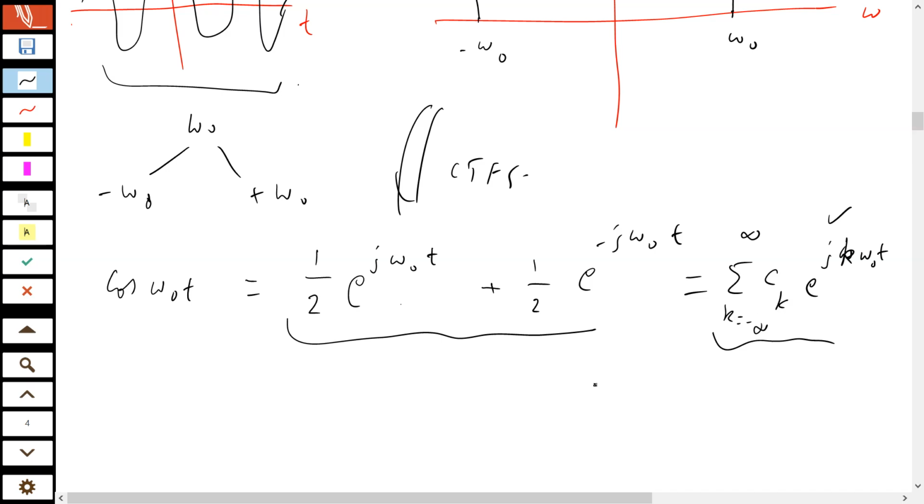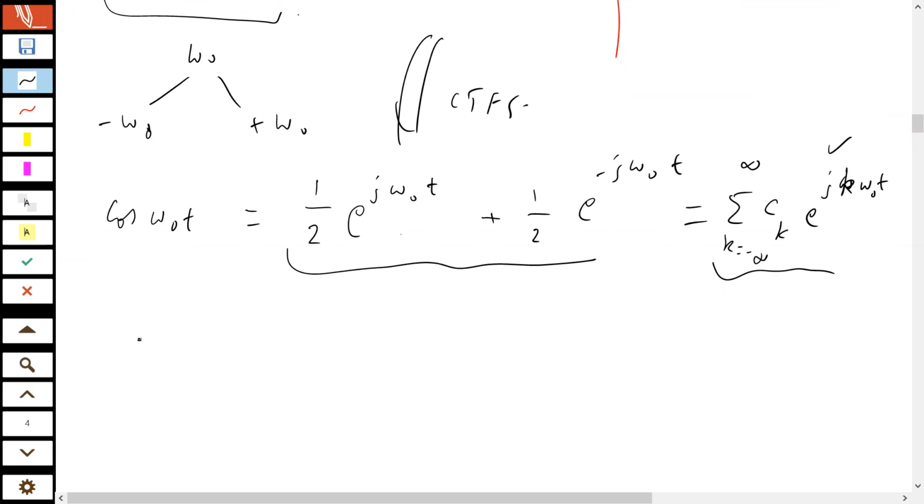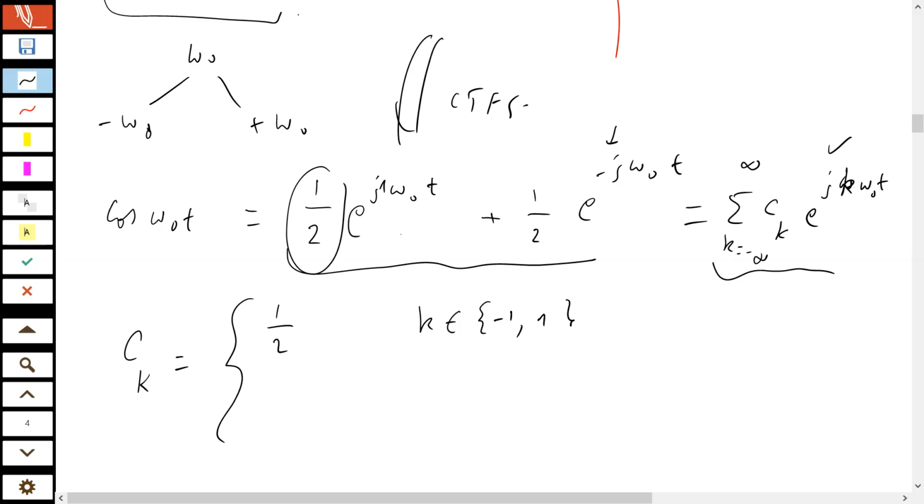So in other words, I can simply say that if I want to write a formula for CK, can you tell me from this equation what CK is? 1 over 2 when K belongs to, remember K here is 1, right? And here K is minus 1, right? So when K is minus 1 or 1, CK will be 1 over 2. Elsewhere or otherwise, it is 0.